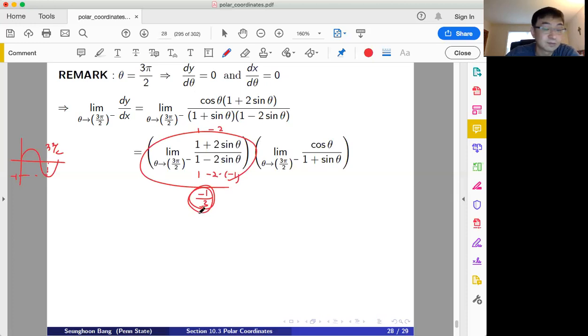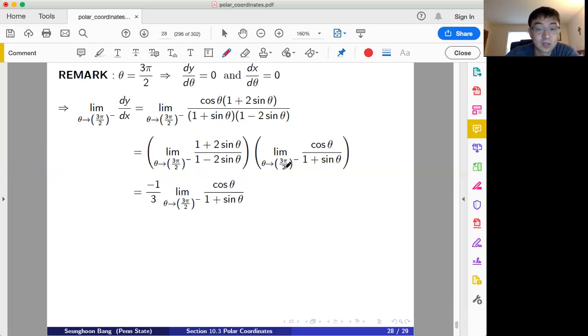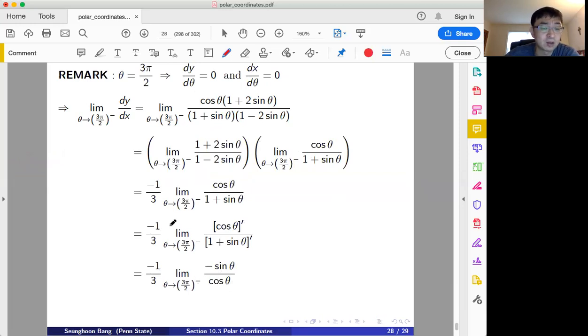So we have this one in exactly 0 over 0 form. You have to use L'Hopital's rule. The derivative of cosine theta is negative sine, and the derivative of 1 plus sine is cosine. Next, you plug 3 pi over 2 into the top one. So what happens? Negative sine 3 pi over 2 over cosine 3 pi over 2.